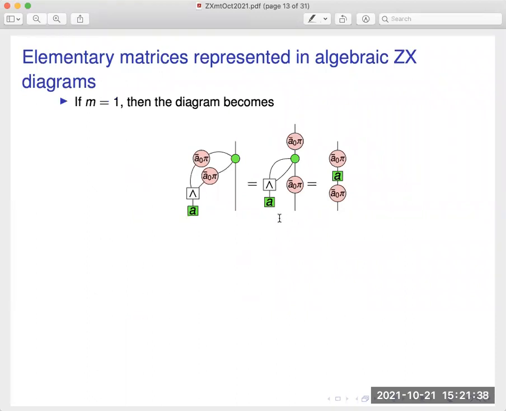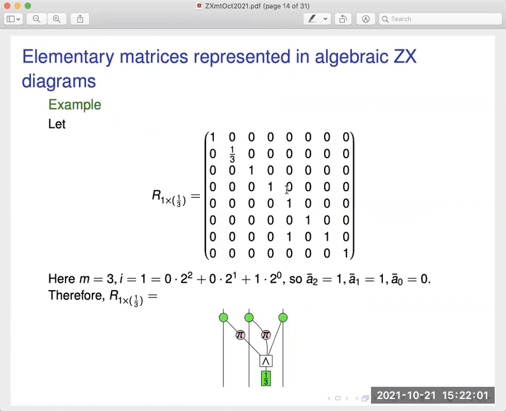Okay, so there is a special case. If there's just one wire, that means m equals 1, then the AND gate you can just connect with two wires to the same green node. Then you get this diagram for m equals 1.